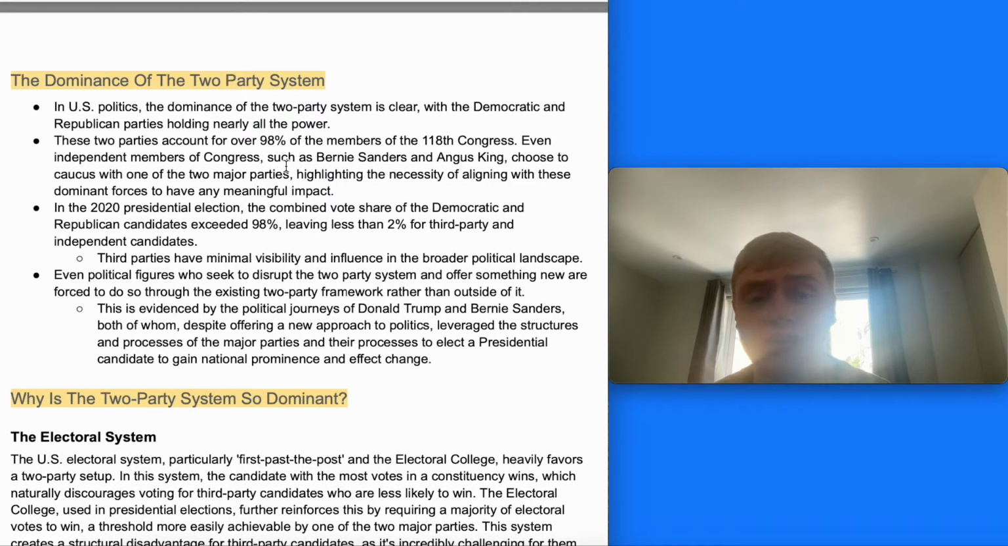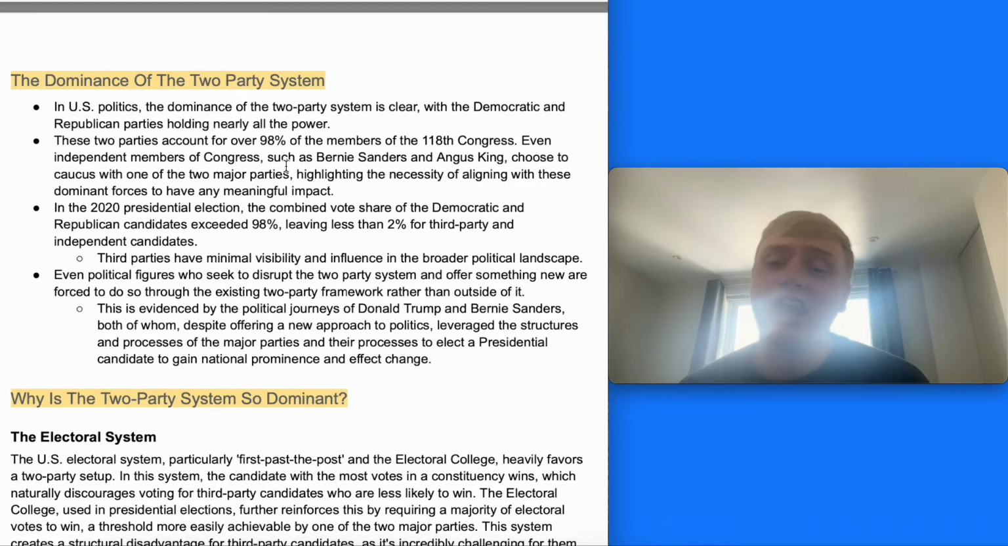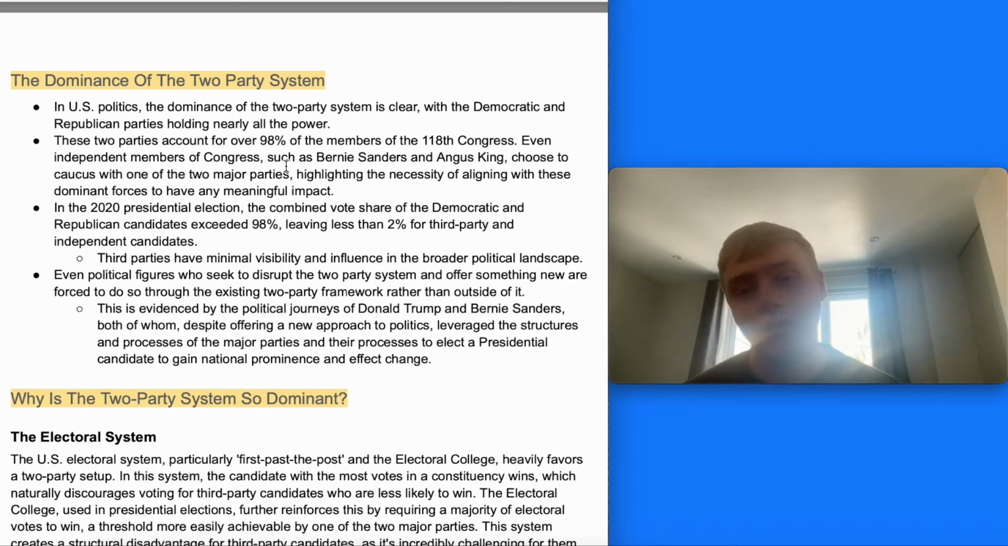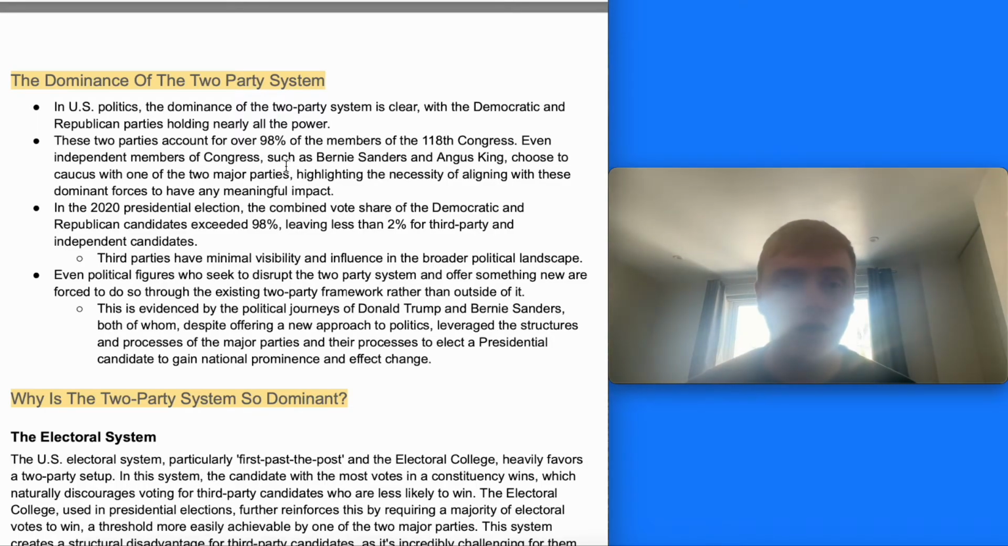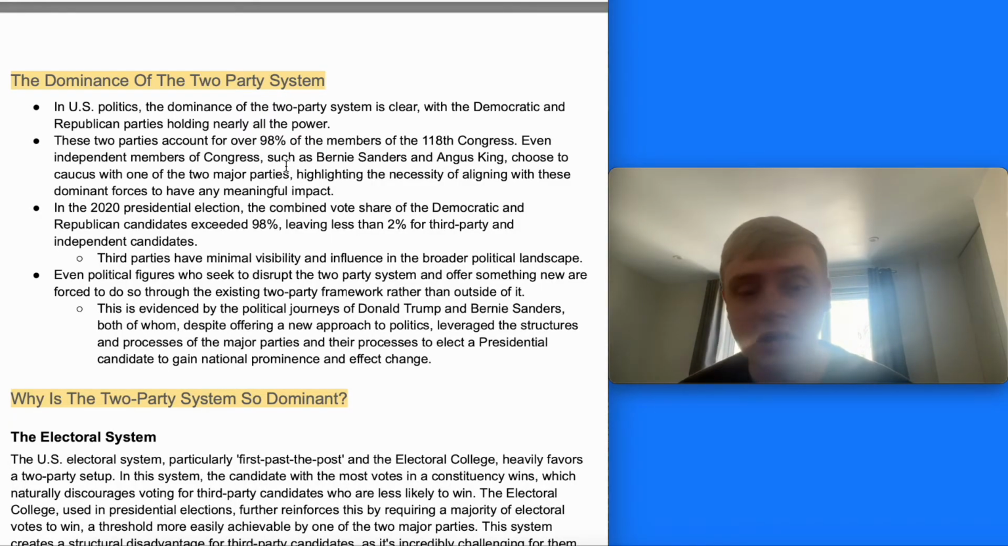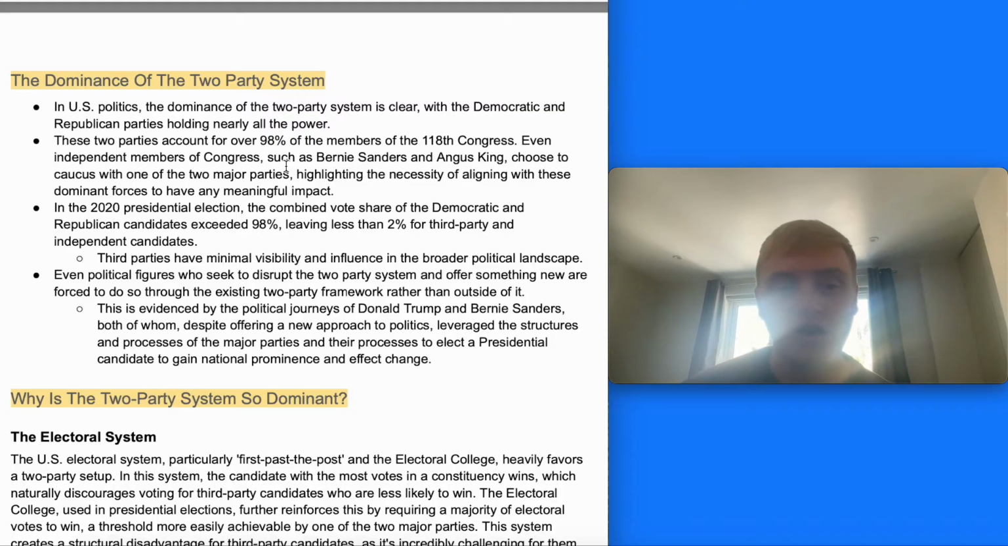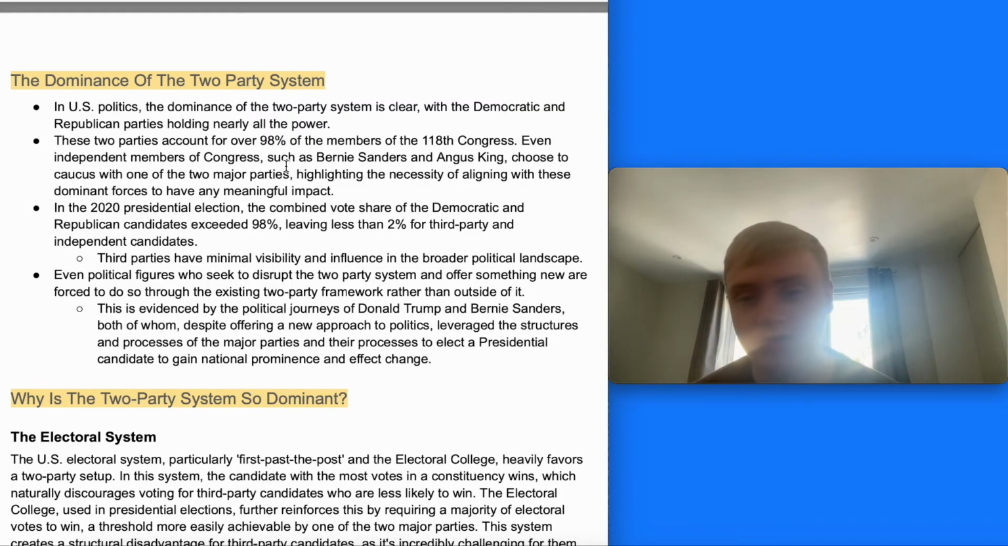And even political figures who seek to disrupt the two-party system, really change the policies of one of the main parties and offer something new, are forced to do it through the existing two-party framework rather than outside of it. This is evidenced by Trump and Bernie Sanders, both of whom, despite offering a new approach to politics and really challenging the traditional establishment, had to use the structures and processes, the primary processes of the major parties, to gain any national prominence and affect change.